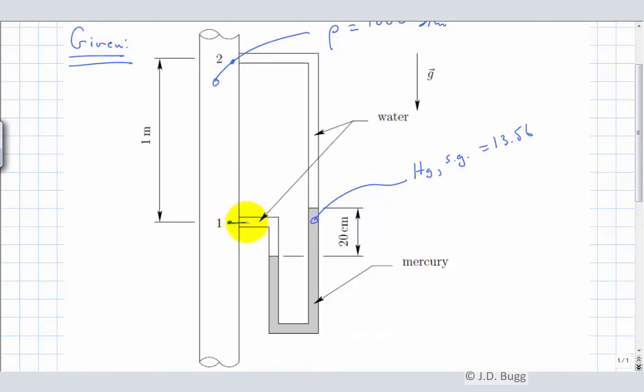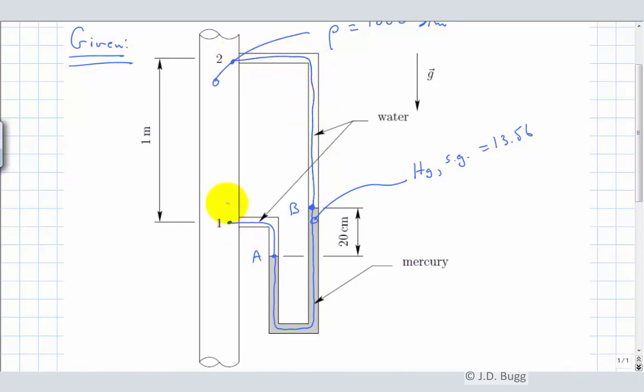So we're going to go from here down to here, and the fluid changes there from water to mercury. So I'm going to label that point A. And then we continue to go through our manometer. Here the fluid changes again, so we need to label that point B. And now we're back in water, and we go all the way up to our point 2.